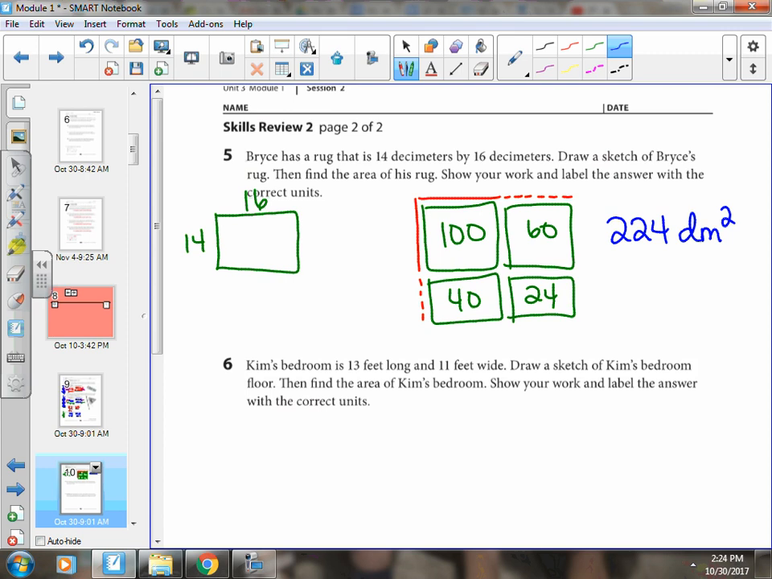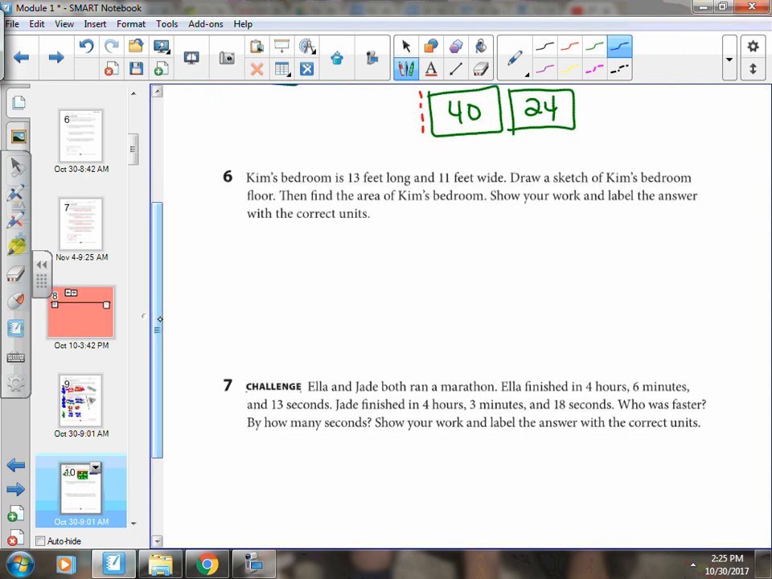All right, number 6. Kim's bedroom is 13 feet long and 11 feet wide. Draw a sketch of Kim's bedroom floor, then find the area. So again, we have 11 by 13, and I need to find the area. I could draw an area model. I could do repeated addition. I could do maybe the break apart method. I could do traditional. For this one, I'm going to do the break apart method.